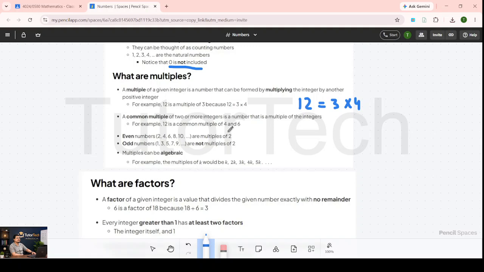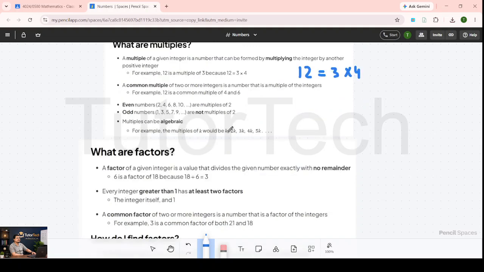And after that, we have even numbers. So even numbers are like 2, 4, 6, 8, 10, 12, 14, 16, 18, 20. These even numbers are the multiples of 2. So all of the even numbers are multiples of 2. And then we have odd numbers, like 1, 3, 5, 7, 9, 11, 13. These are not multiples of 2.